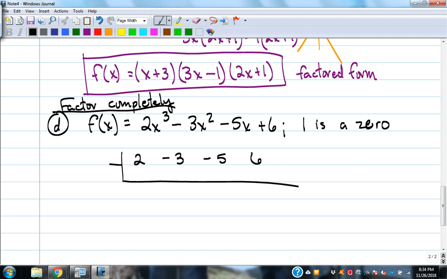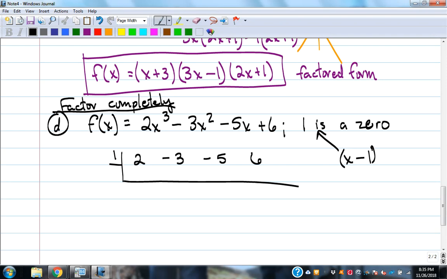What goes on the shelf? If 1 is a 0, then 1 goes on the shelf. Where did the 1 come from? Right? It's x minus 1. X minus 1 is where this came from, okay? That's the factor that it came from. So saying 1 is a 0 is the exact same thing as saying x minus 1 is a factor. Those are the same. They're just different ways of saying it, okay?